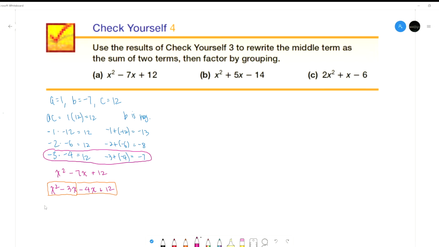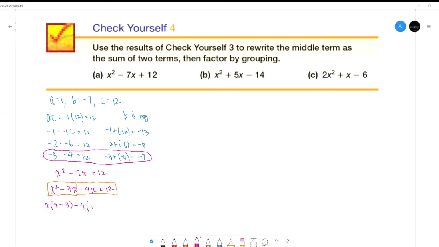So the GCF of the first group is x. And what are we left with? Our other factor is x minus 3. Right? What about the second group? Can someone tell me what the GCF of the second group is? And please be careful. Always watch out for the signs. That is correct. Negative 4. So I put minus 4 here.